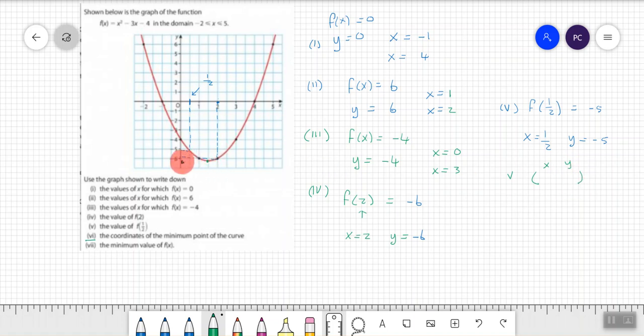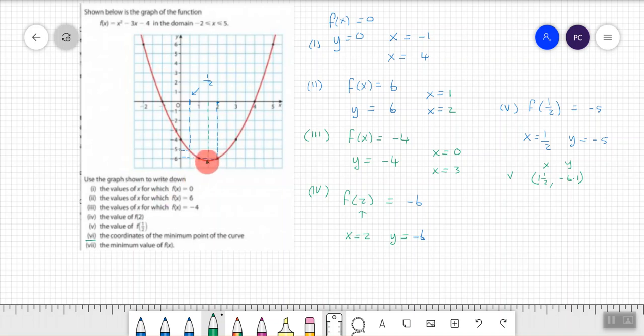So x is, let's say, roughly minus 6. Or not, sorry. x is roughly 1.5. Okay, so x is 1.5. And y is going to be roughly minus 6, minus 6.1. So that's your x and y, so it's that minimum point here.